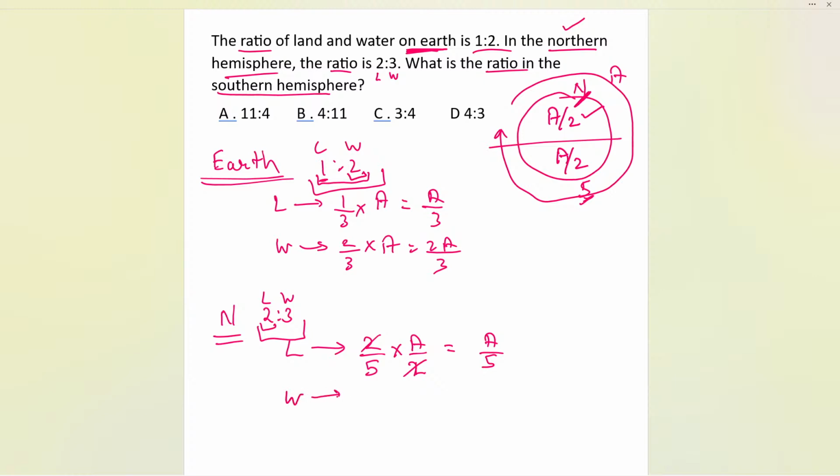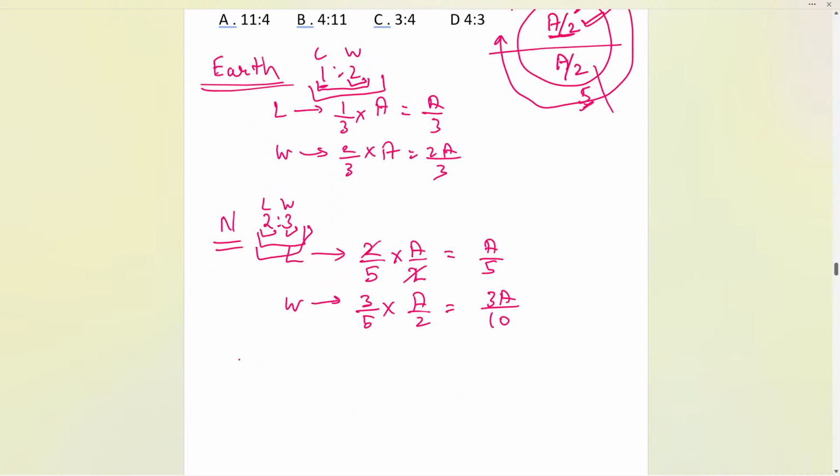Now for water, it is 3 parts out of total, that is 3 by 5 we have over here. Then A by 2. Here we have only the northern part to consider now. So it will be 3A by 10 we are getting over here. What else do we need? We need the southern hemisphere now. How can I get it? Just subtract from the total.